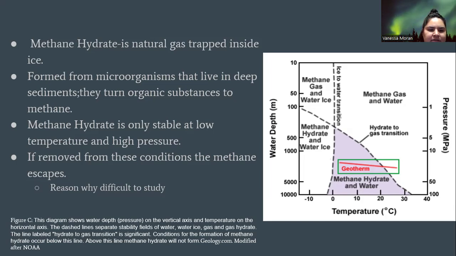Figure C shows a phase diagram with water depth pressure on the vertical axis and temperature on the horizontal axis. The dashed line separates stability fields of water, water ice, gas, and gas hydrate. The line labeled hydrate to gas transition is significant. Conditions for the formation of methane hydrate occur below this line. Above this line, methane will not form.